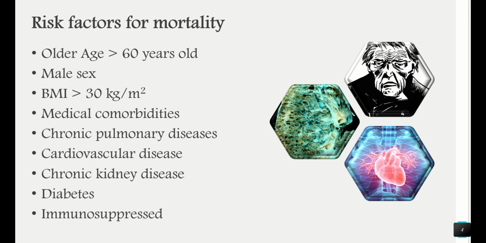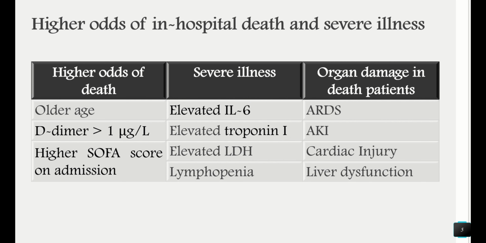Patients who have higher odds of in-hospital death are of older age, have D-dimer levels greater than 1 microgram per liter, and a higher SOFA score on admission. Additionally, elevated levels of blood interleukin-6, high-sensitivity cardiac troponin I, and lactate dehydrogenase, and lymphopenia were more commonly seen in severe COVID-19 illness. Sustained viral detection in throat samples was observed in both survivors and non-survivors.